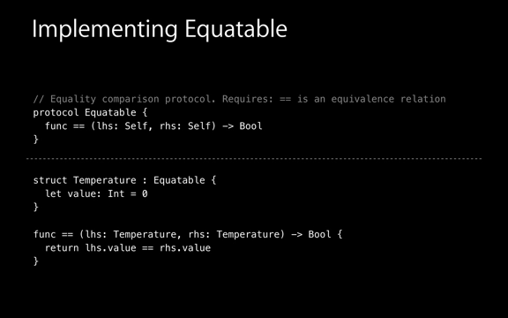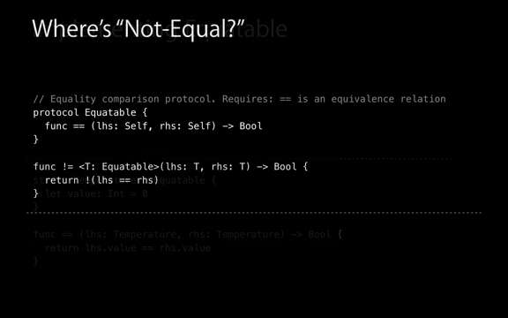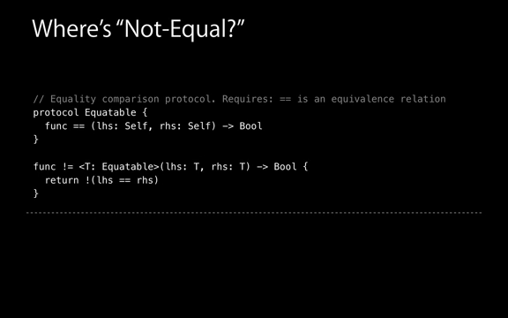Okay, so you may be wondering, well, where's not equal? Well, it's not a requirement. We didn't have to write it because Swift provides this one. It's a generic not equal that depends on Equatable and uses the equal operator to implement it. So that works for every Equatable type, which is pretty swift indeed.